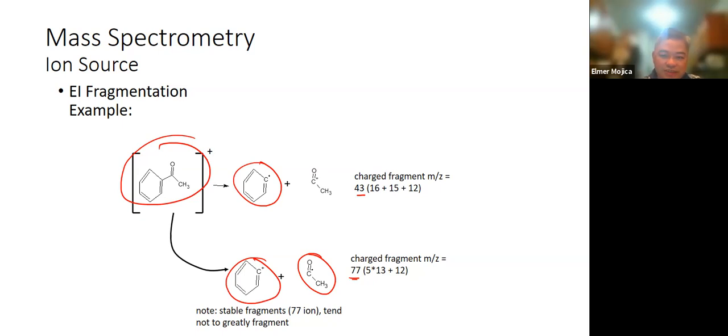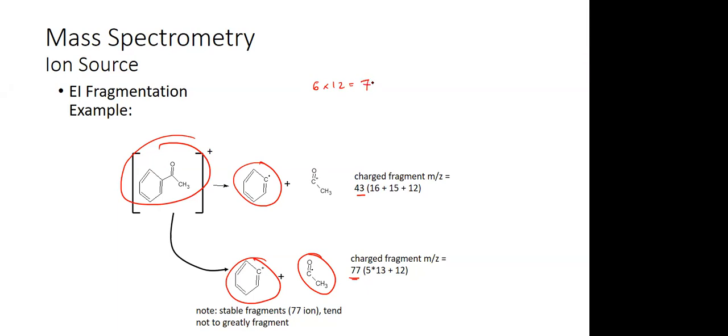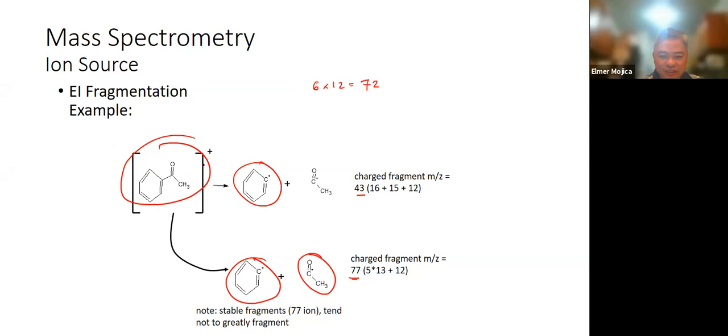Yung ba yung molar mass nito? What you have here? 6 times 12 is equals to? Ano yung 6 times 12? 72. Okay. And if you're going to look at this 72, okay, and then ilan yung hydrogen dito? 1, 2, 3, 4, 5. So yung 77 na meron ka, most likely, ito.